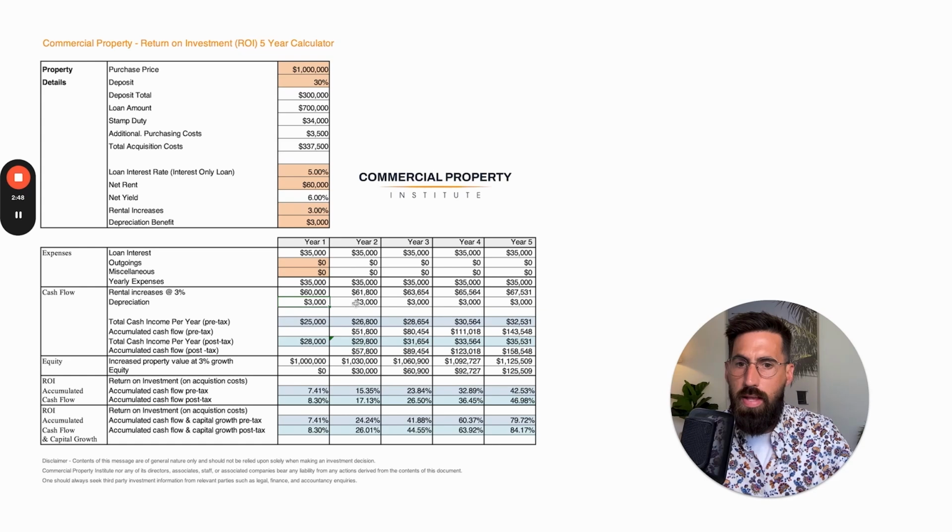Each year we get $3,000 a year back on tax. Middle-aged building, for instance, normally 15 to 20 years on $1 million purchase will get you around this. And then we can look at the cash flow.